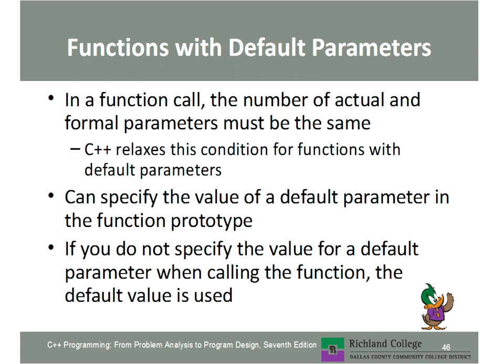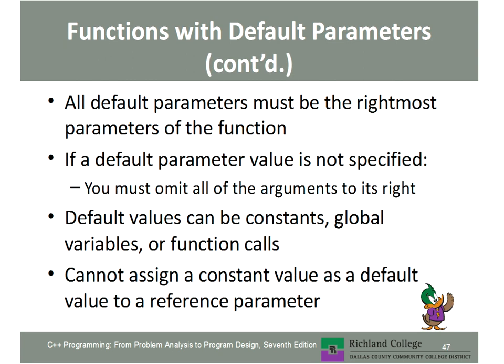In a function call, the number of actual and formal parameters must be the same. C++ relaxes this condition for functions with default parameters. You can specify a default parameter in the function prototype. So when you have the prototype of the function, you can have a default parameter. If you do not specify the value of the default parameter when calling the function, the default value is used.